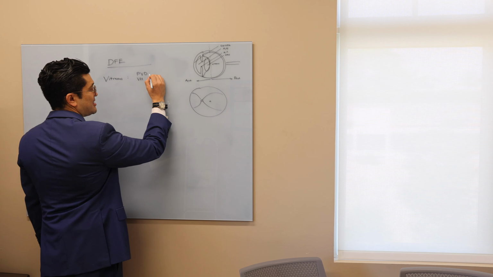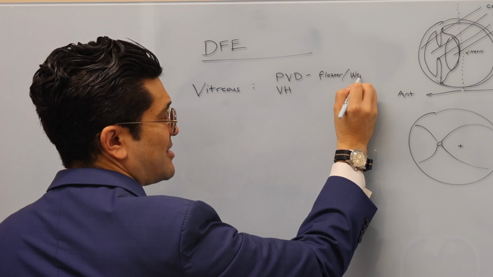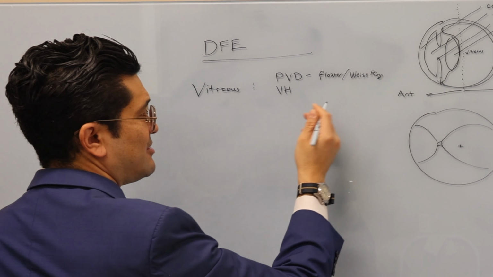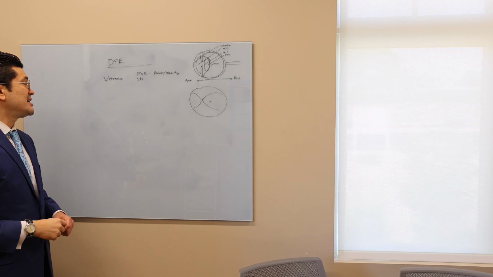A common word you'll see associated with this is floater. Some people document it as a Weiss ring. It all means generally the same thing. It means there's a floater or opacity in the vitreous cavity.